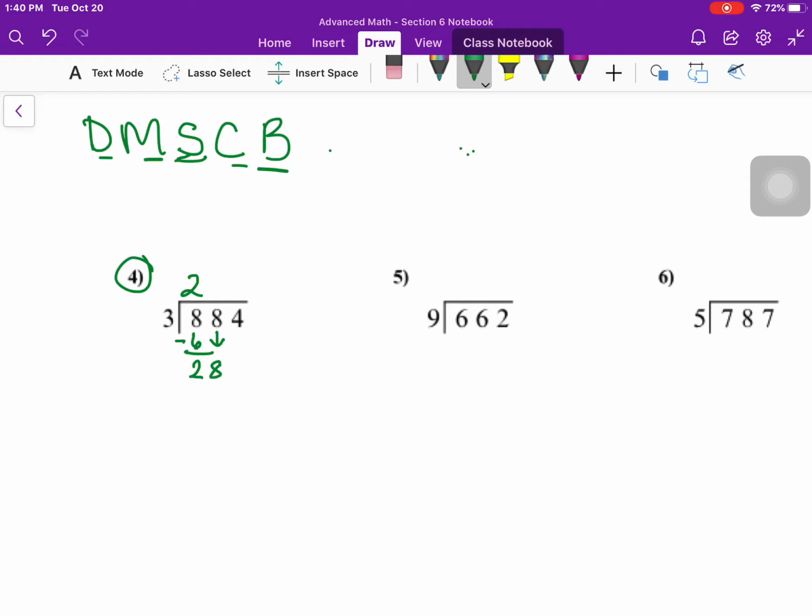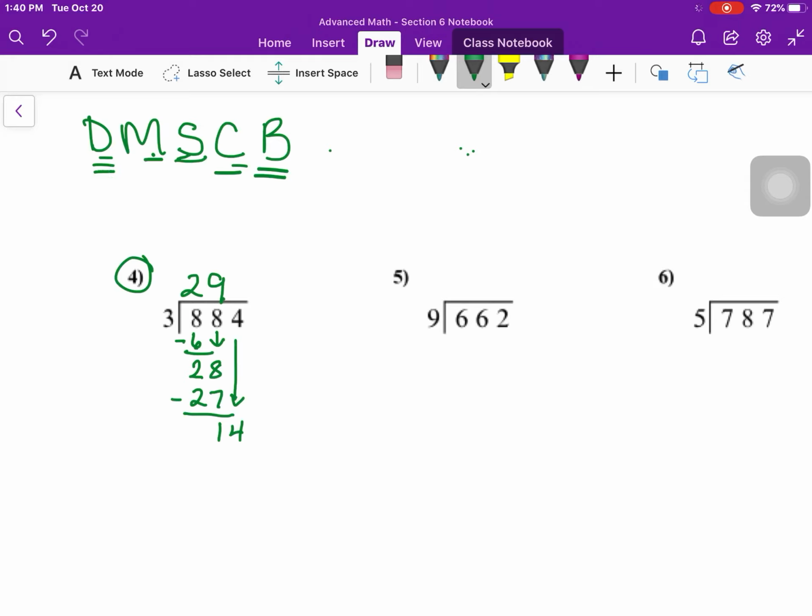So we ask ourselves, how many times does 3 go into 28? We divide. So 3 into 28, 9 times. We multiply. 9 times 3 is 27. We subtract 28 minus 27, and we get 1. We check to make sure 1 is smaller than 3. We bring down our 4, excuse me, not 14, and then we repeat the process.